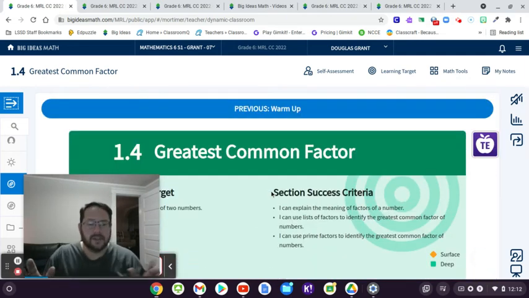So, like if I have the factors of 8, 1, 2, 4, and 8 are the factors of 8. Those are all the numbers that go into 8 evenly. The factors of 12: 1, 2, 3, 4, 6, and 12. The greatest common factor between those sets of numbers is 4. So 4 is the greatest common factor that goes into 8 and 12. So that's what this is all about.